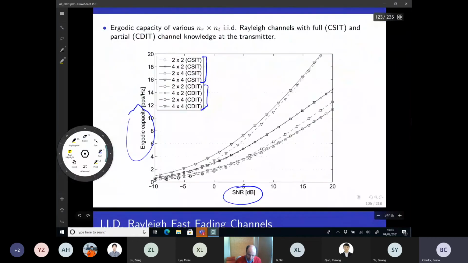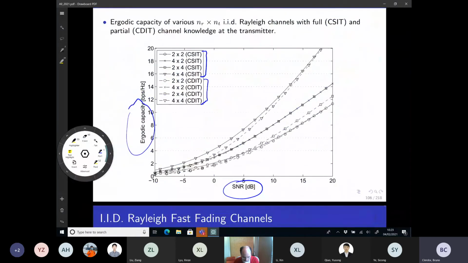Good. So what do we see? Let's start with this one. So I have those two here, right? So those two are this one and this one, right? Two antennas at the transmitter, two antennas at the receiver. And you see those two are the same at high SNR, but at low SNR there is a small gap, right? Why is this?